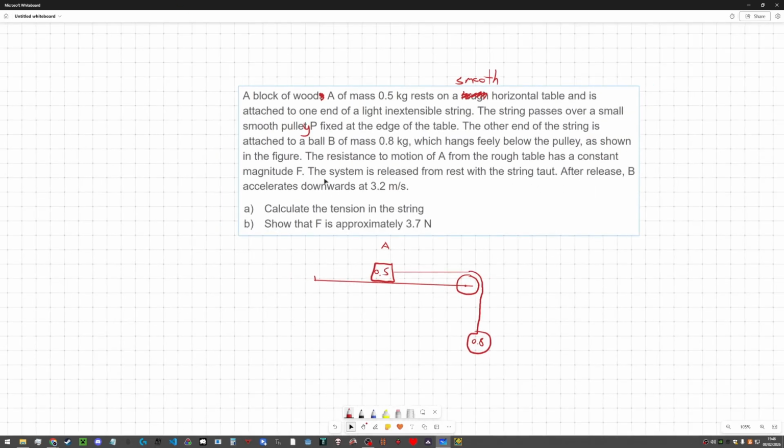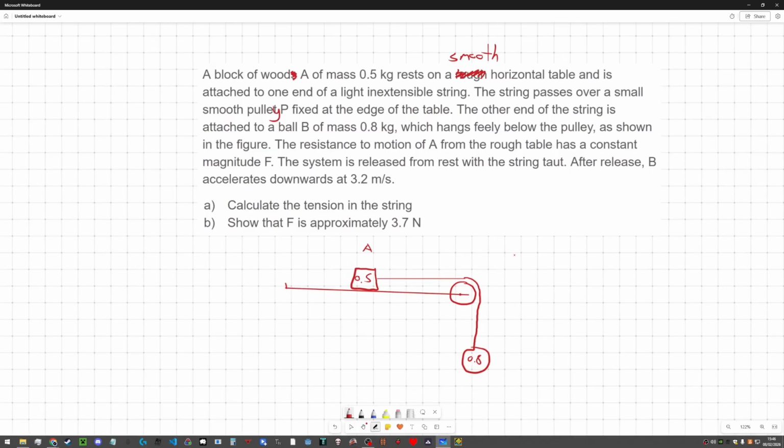The resistance to motion of A from a rough table, again, I'm simplifying it as a smooth table, has a constant magnitude F. The system is released from rest with the string taut. After release, B accelerates downwards at 3.2 meters per second squared. We have a downwards acceleration of 3.2 meters per second squared. Since it is going over a pulley, the acceleration up here will be to the right instead.